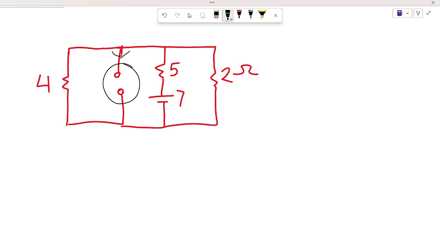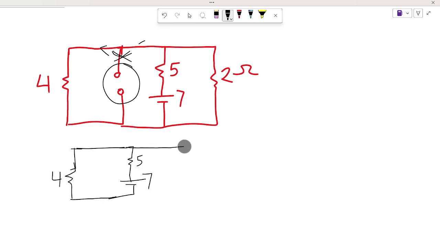So in this case, if we were to draw our effective circuit, the current is not going to go in this direction, but it's rather going to go in the other direction. We have our 5, we have our 7 volt, and we still have our 2 ohms here. So this is what our effective circuit is going to look like.